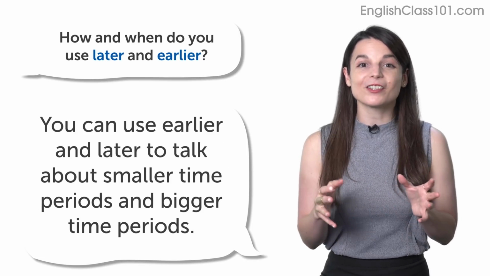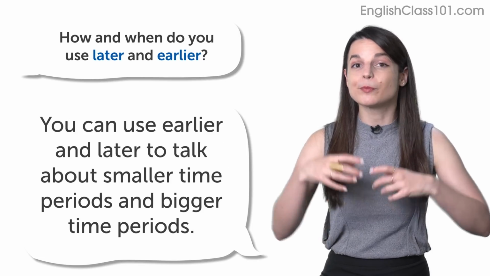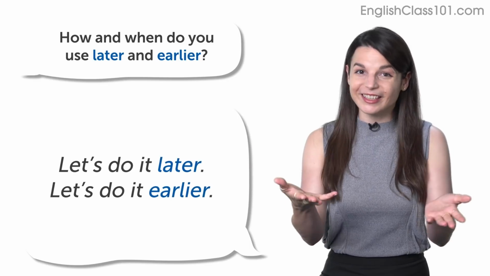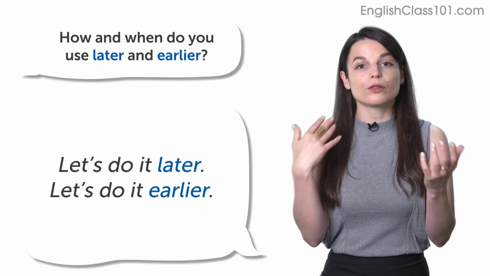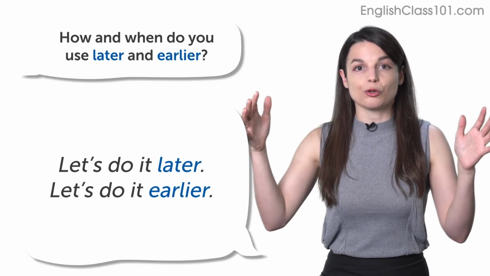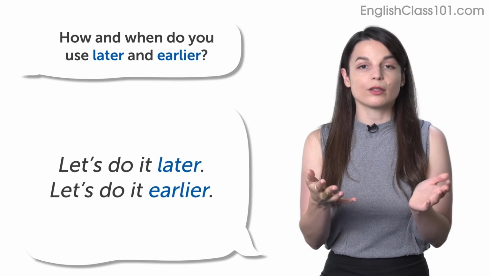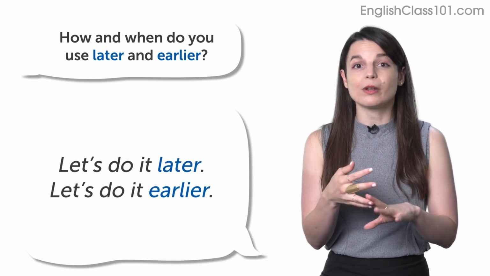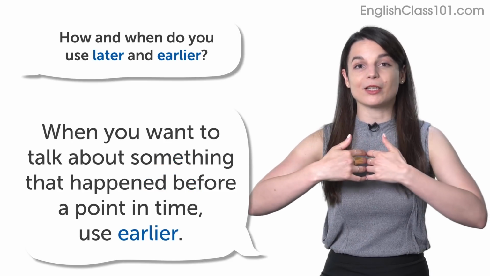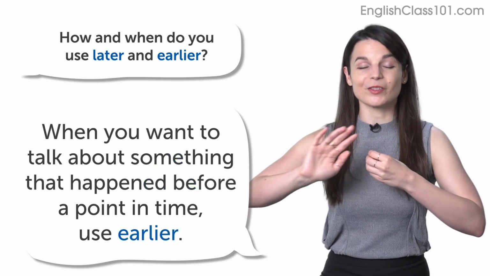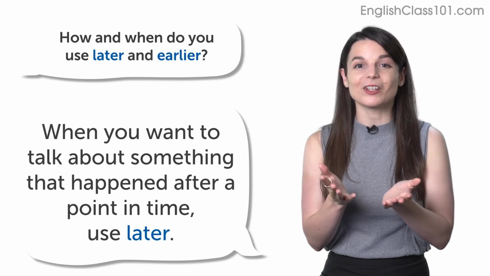Of course, you can also use earlier and later to talk about smaller time periods and bigger time periods. Earlier, I said, "let's do it later", for example. So you can use earlier and later to refer to a few minutes time, as I just did in this video. You can use it to talk about a day, a week, a month, a year, whatever. When you want to talk about something that happened before a point in time, use earlier. And when you want to talk about something that happened after, you can use later.